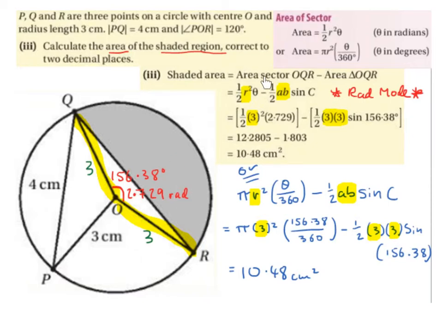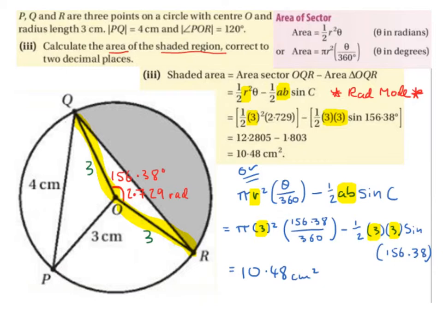So the formula for the area of a sector is going to be 1/2 times r squared times theta, which is the angle. This formula is given to us in the formula book, and this is the formula we use if we are working in radians. Otherwise, this is the formula that we use if we're working in degrees. Both of these formulas are given to you in the formula book. The area of a triangle formula for a non-right angle triangle, which this is, is 1/2 AB sine C.